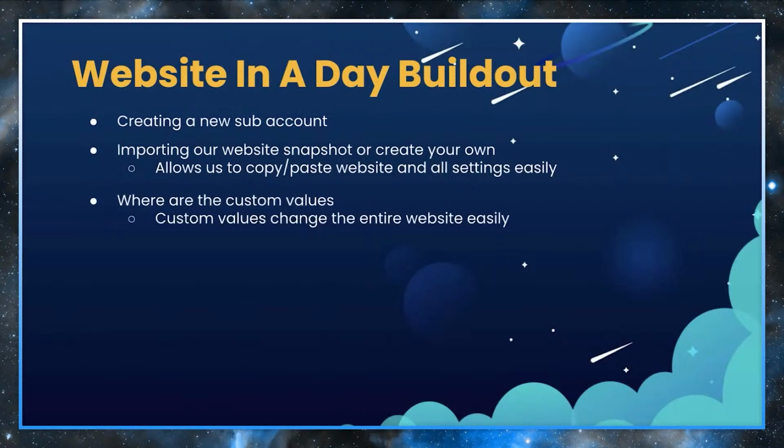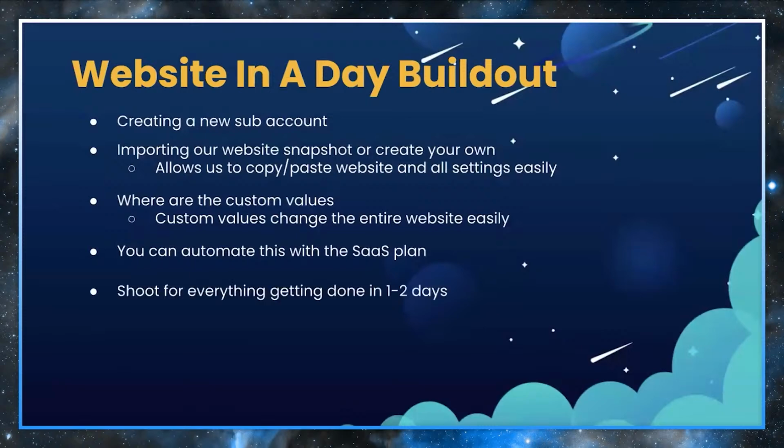So where are the custom values? Custom values change the entire website easily. I also have other custom values that I've been experimenting with when it comes to colors. So you go under custom values, you type in a new color and it changes all the colors on the website. That's still in beta phase, so I won't show that, but it is possible. You can automate this with the SaaS plan. So again, I think I mentioned this in day one, but you can have all of this automatically imported if you're on the SaaS plan and they check out on your homepage of your website.